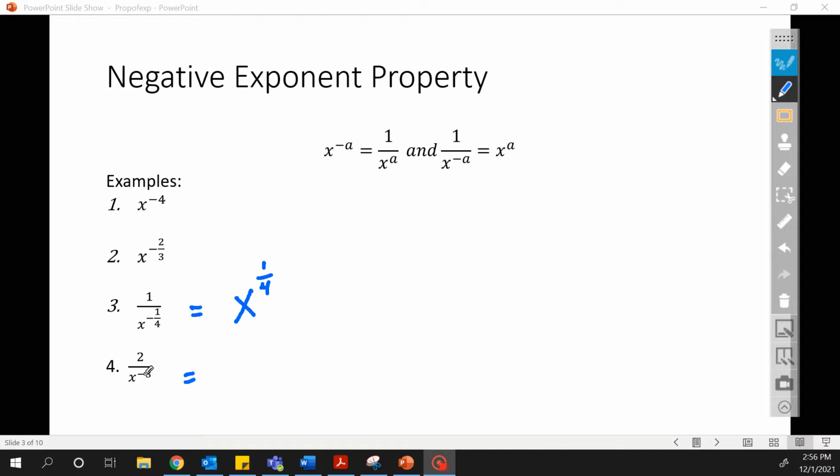2 over x to the negative third power. Well, this is in the denominator, 2 is in the numerator. I do not want this to be negative, so I need to bring it up to the numerator. So in the numerator, I still have the 2, but I also have x to the third. Since I brought the x to the negative 3 to the numerator, there's nothing left in the denominator, so you could just say 1, or you don't have to write anything at all. It's just 2x cubed.